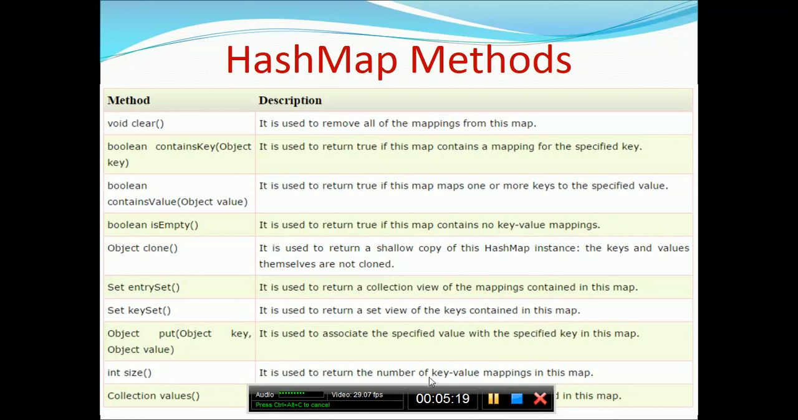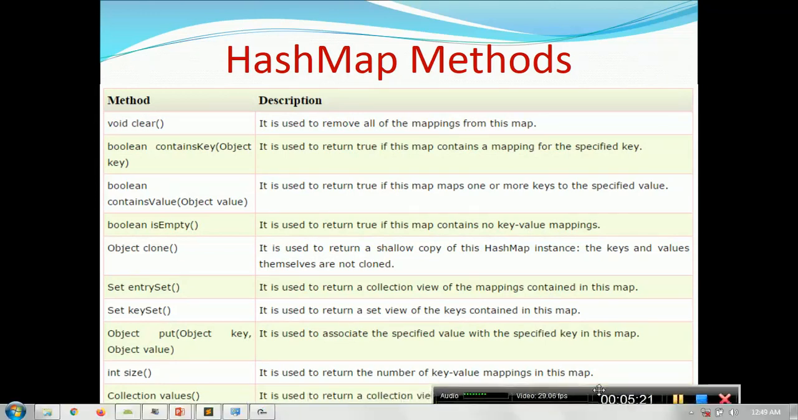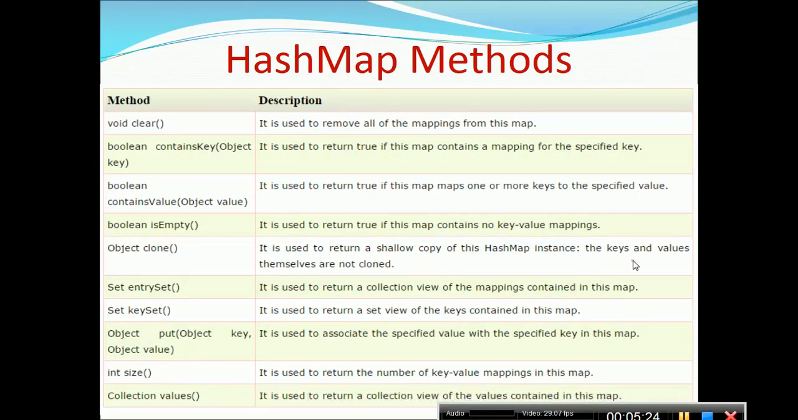Now these are some of the methods that we have to study in the HashMap. First is clear. It is used to remove all the mappings from this map. Second is containsKey. It is used to return true if the map contains a mapping for the specified key, meaning you have a mapping available for that key.